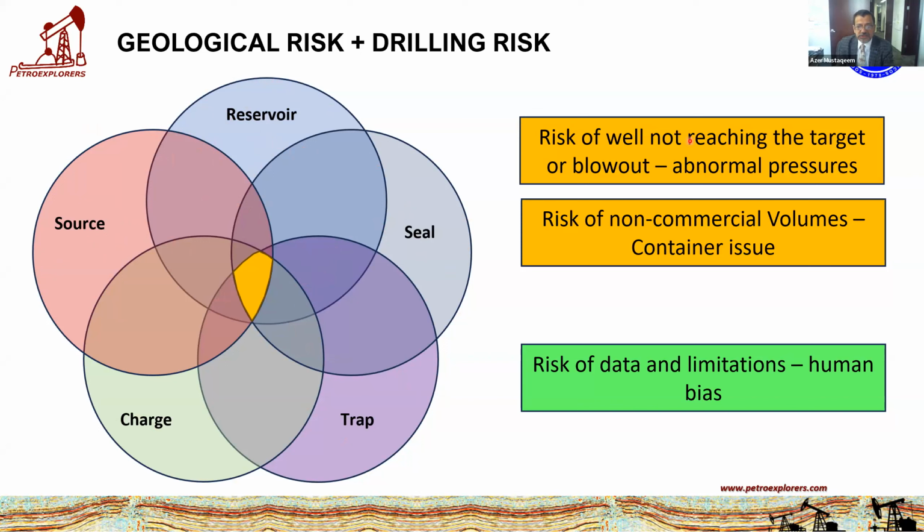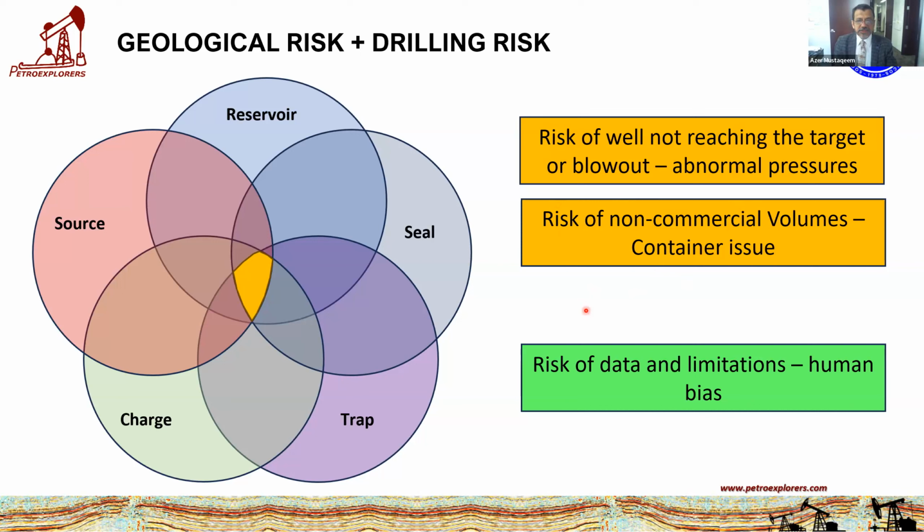There are other risks, like abnormal pressures. You may not be able to reach the reservoir that you are trying to reach. And then you have commercial volumes risk: offshore you have to be bigger than a TCF or something like that, or bigger than 100 million barrels. So there is volume risk, which is sometimes ignored because we say, oh yeah, there is an AVO effect, but we don't have the volume.